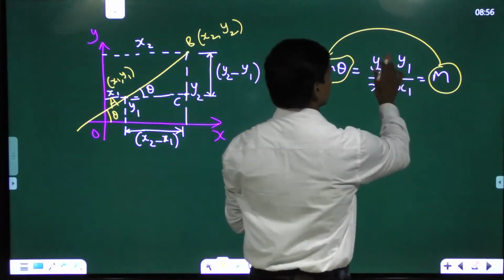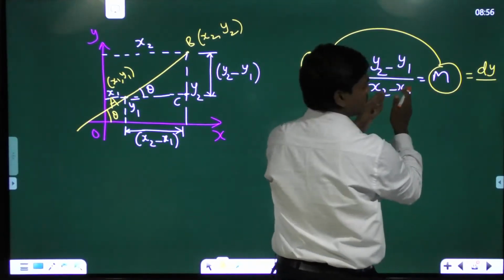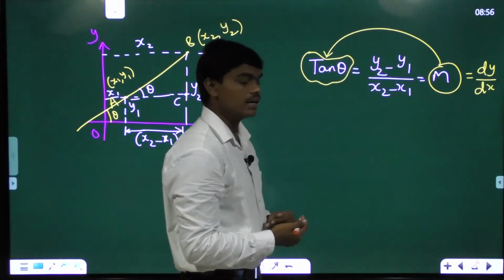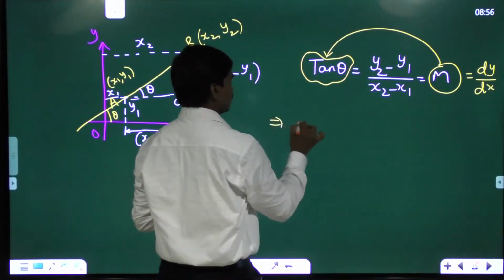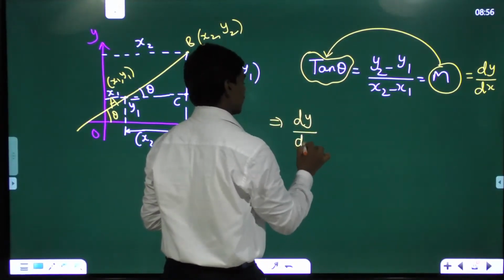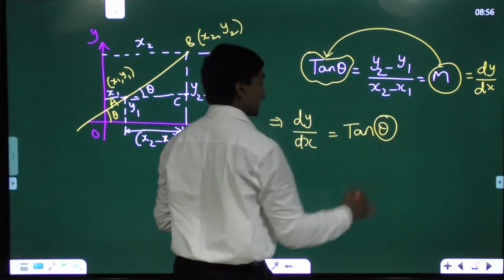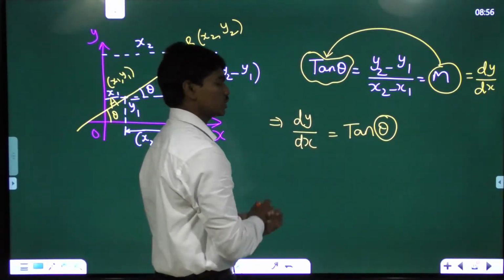And if you see, this y2 minus y1 is nothing but difference in y, and this x2 minus x1 is the difference in x. So this is dy by dx, and all these points are analogous to each other. Therefore, dy by dx at any point is equal to tan theta, where theta is the angle made by the tangent to the curve with x-axis in the positive sense.